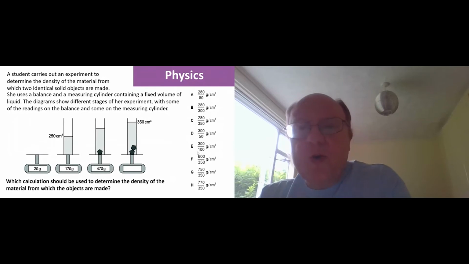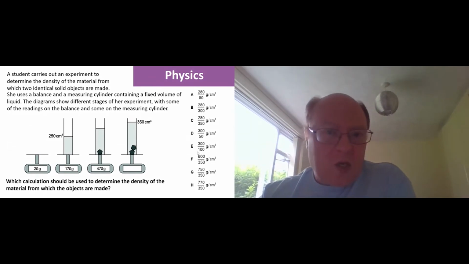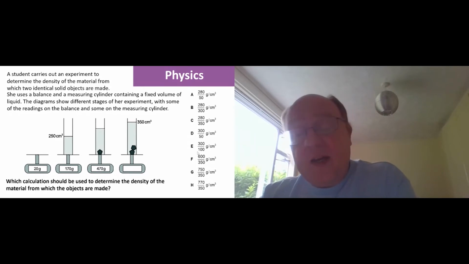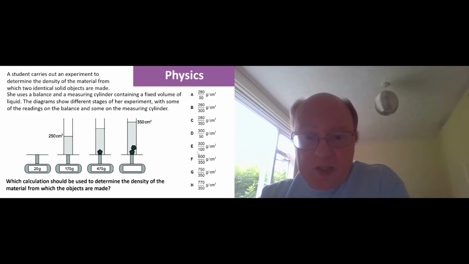Now I'll take you through a physics question. So you can see we have a question around the density of a material. And if we actually look at the answers, it tells you what density is. Density is mass over volume, so grams over cubic centimeters.